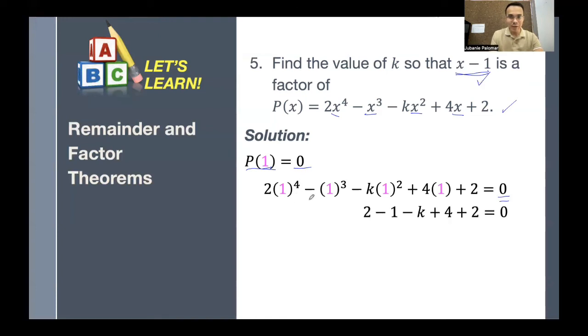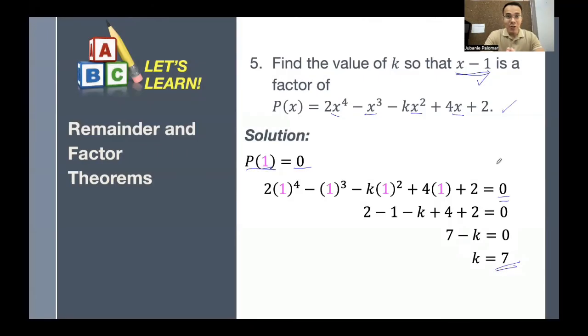Let's simplify. We have here 2 minus 1 minus k plus 4 plus 2 equals 0. We have 7 minus k equals 0, or k is equal to 7. So the value of k that will make this polynomial function divisible by x minus 1 should be 7.